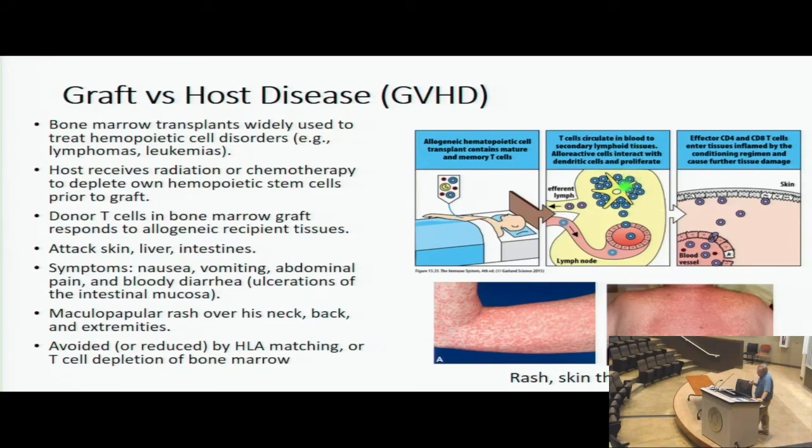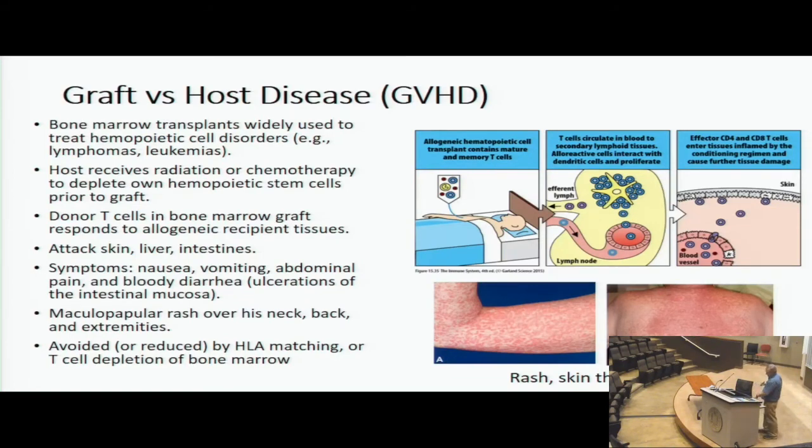Those graft-derived T cells can then go back into the circulation, and those donor T cells will attack the recipient's allogeneic tissues. And a lot of the symptoms of this are lesions in the skin and in the liver and in the intestines. And there's symptoms there, nausea, vomiting, and so on. And one of the symptoms is this maculopapular rash over the skin, which is kind of diagnostic of graft versus host disease.